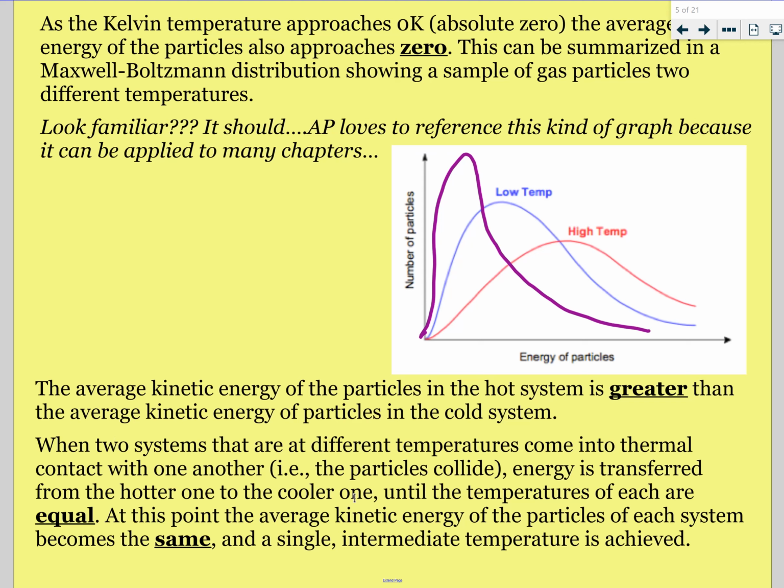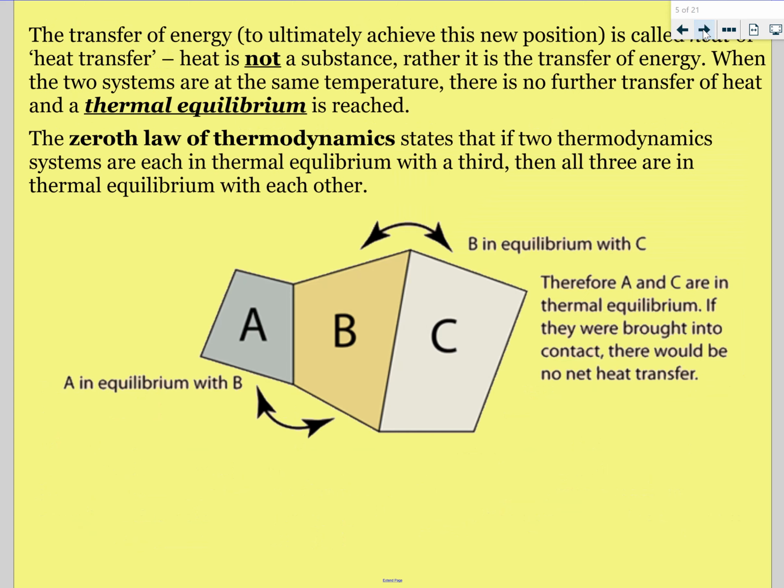At this point, the average kinetic energy of the particles is going to become the same, and so they'll be at the same temperature once they reach thermal equilibrium. Thermal equilibrium just means that they're at the same temperature. The transfer of energy is called heat or heat transfer. Heat is not a substance, it's the transfer of energy. When the two systems are at the same temperature, there is no more transfer of thermal energy, although one particle may speed up or one particle may slow down because there's still a change in kinetic energy from one to another because of elastic collisions.